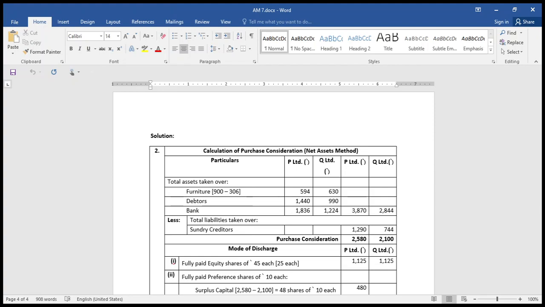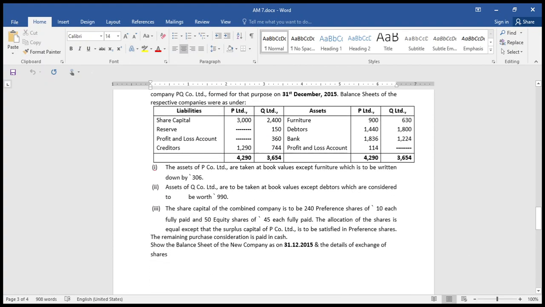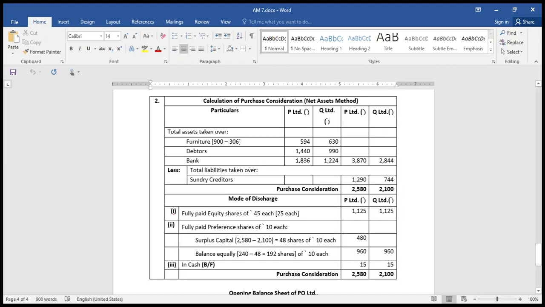Out of that we will deduct the total liabilities. We have only one liability, that is sundry creditors. Out of the total assets taken over, we will deduct the sundry creditors 1290 and 744. So total purchase consideration in case of P Limited is 2580 and in case of Q Limited 2100. Okay, so here purchase consideration is not uniform or equal.